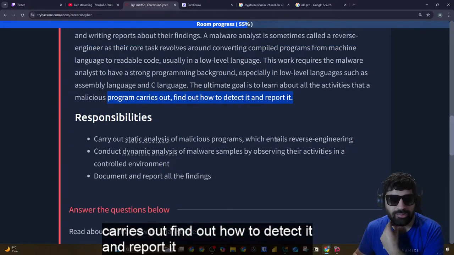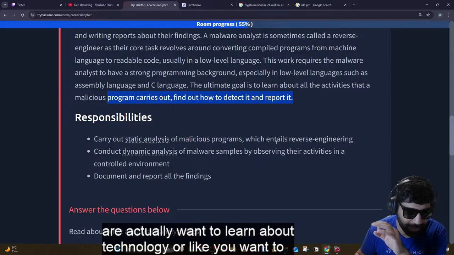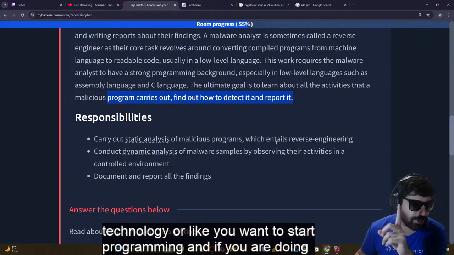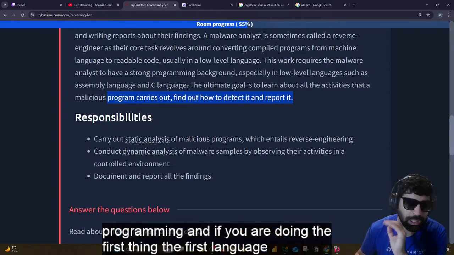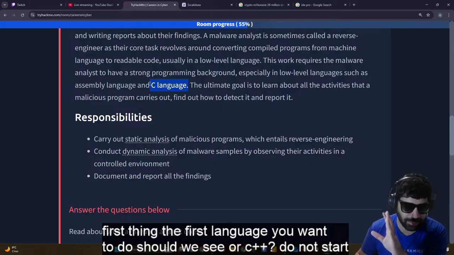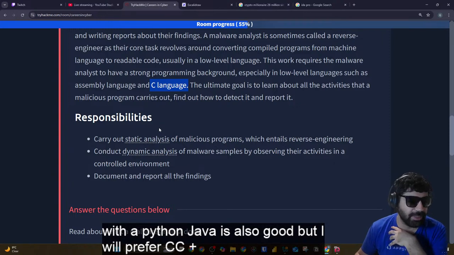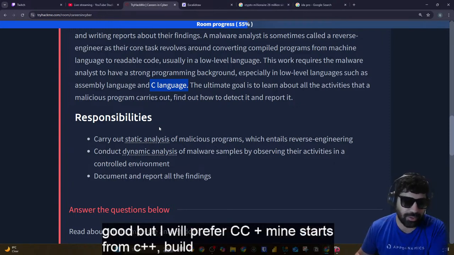An important thing, if you actually want to learn about technology, or you want to start programming, and you are doing it for the first time, the first language you should learn should be C or C++. Do not start with Python. Java is also good, but I prefer C, C++. Starting from C++ builds a beautiful, strong foundation.